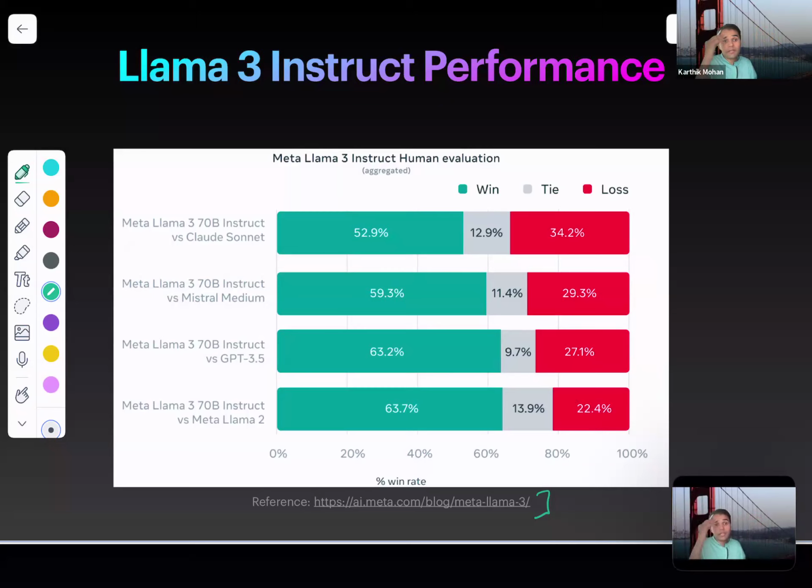So you can see the larger models. These are all larger models, compared to Claude Sonnet, Mistral Medium, GPT 3.5, and Meta Llama 2. Obviously GPT 4 might be a tough competitor for Llama 3 and maybe even beat Llama 3, but that's why the comparisons are against 3.5. You can see a very favorable percentage of wins for Meta Llama 3 as compared to other open models.